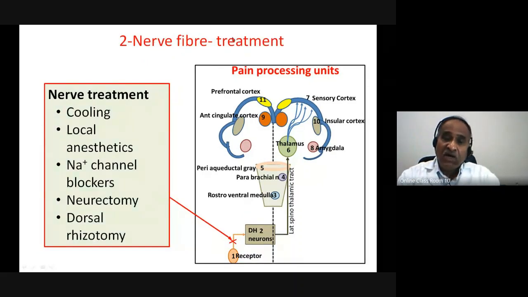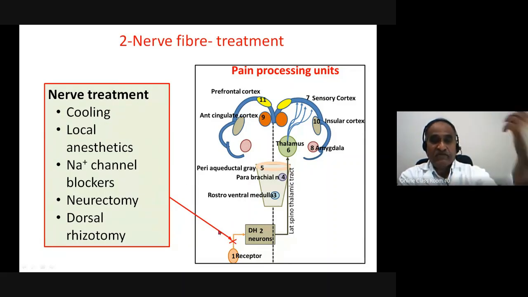Then we have what we can do for the nerve fiber treatment, at the nerve fiber level, because from the receptor it will reach the dorsal horn neuron through the nerve. So now what we will do is cooling, that means cool the nerve segment, maybe somewhere here. If you cool down, the number of impulses traversing would be diminished. Or apply a local anesthetic. If you apply local anesthetics, it will block the action potentials, especially if this is the point where I have got the injury, and if I have applied a local anesthetic here, impulses will not reach the spinal cord and brain.